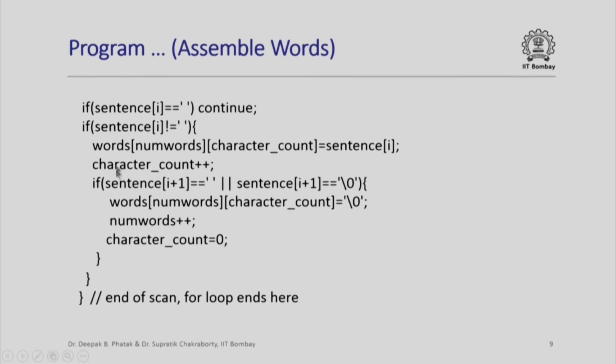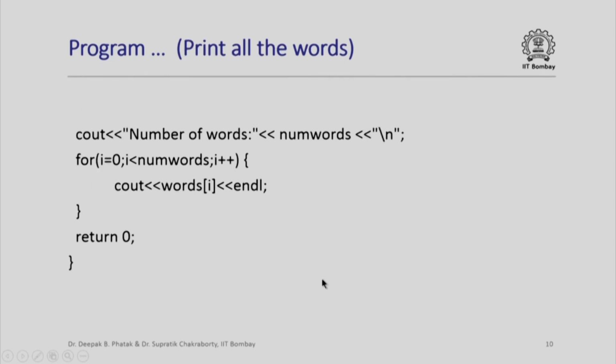When I finish this, I will come out here. This is the end of this if statement, and when I come here, I have finished the entire scan. Notice how beautifully in a single scan of the sentence, I have been able to collect all the words that were there inside the sentence separated by blanks. All that I need to do is output the number of words which is given by the variable num words, and for each of those words I simply output words[i].